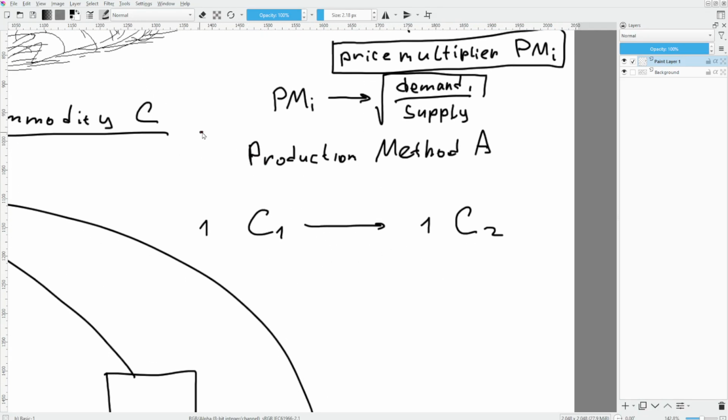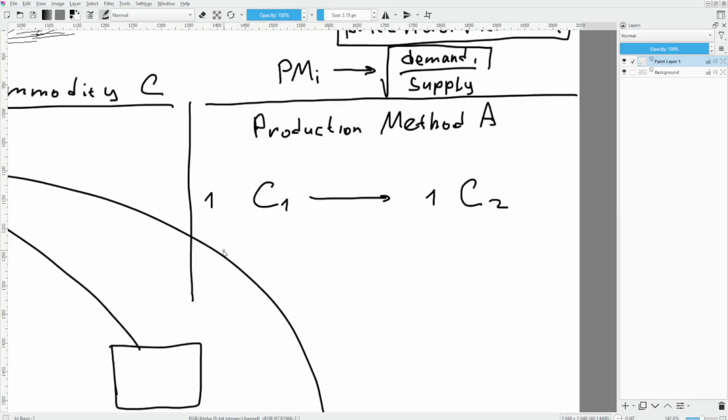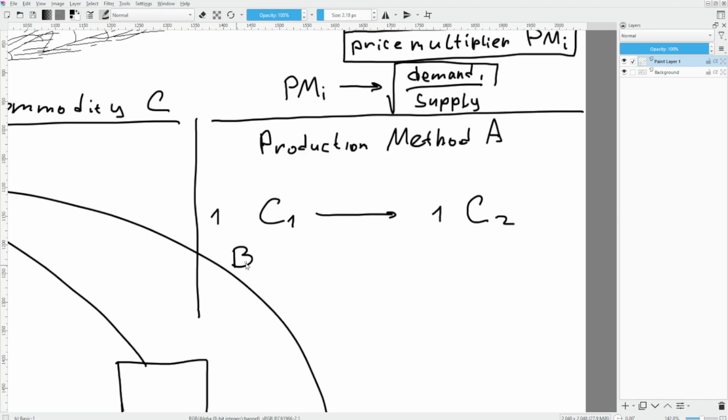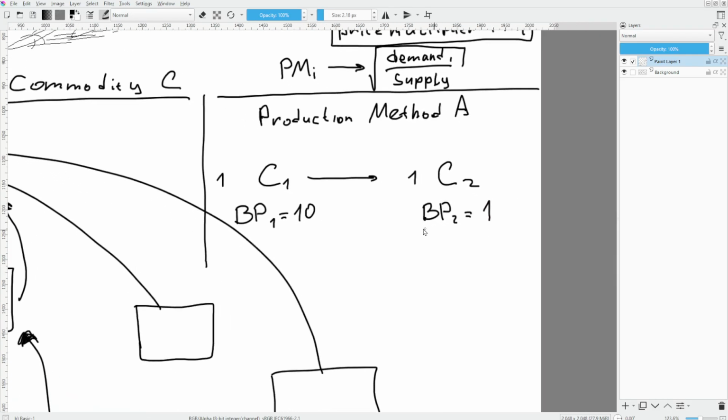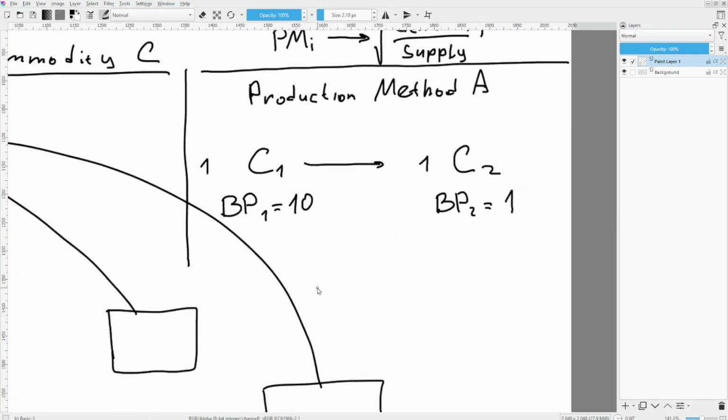But let's just move to this simple example. So we have here, for example, base price 1 equal to, let's say, 10, and base price 2 equal to 1. Then, of course, on the level of base prices, this kind of production method is not profitable at all. You are at a loss. You are losing money.